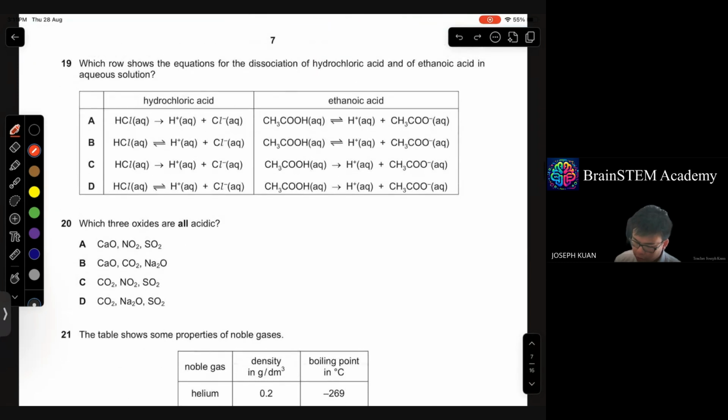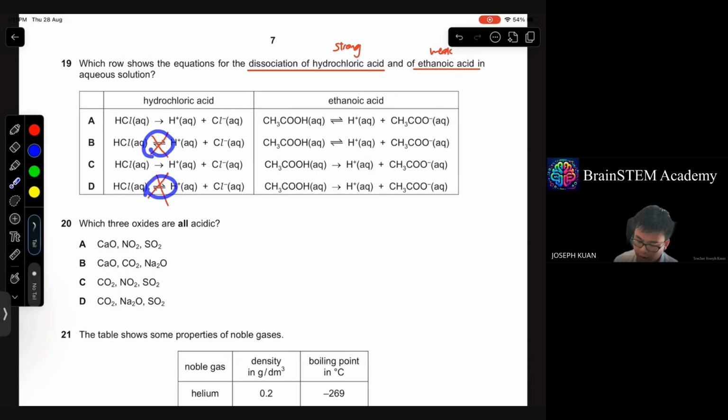19. Which row shows the equation for the dissociation of hydrochloric acid and of ethanoic acid in aqueous solution? Now, hydrochloric acid is a strong acid, whereas ethanoic acid is a weak acid. So strong acids will fully dissociate instead of having partial dissociation, so it's represented with a one-way arrow in its dissociation equation. Whereas for weak acids, we need to put a reversible symbol to show the partial dissociation process. So the answer is A.